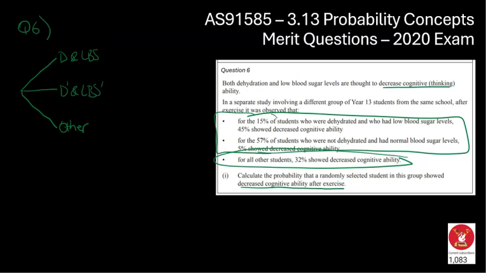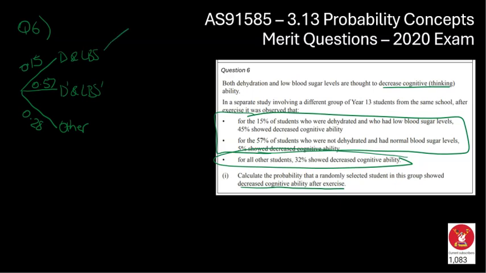It said 15% of students were dehydrated and had low blood sugar levels, so this group up here is going to be 0.15. It said 57% of students had neither of these, so that group up here is going to be 0.57. And then finally, the remaining group must have had one of them, but not necessarily both of them. When I did that math earlier, I got 0.28 for this group here. So we're now going to split this off. We've broken up their dehydration and blood sugar combinations, and now we've got to figure out whether they're going to have decreased cognitive thinking or not.